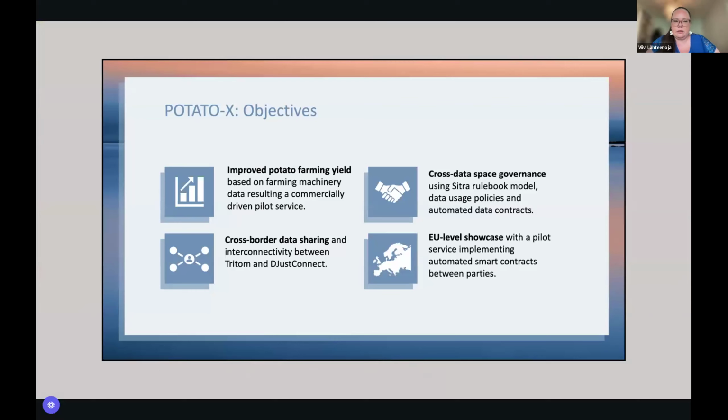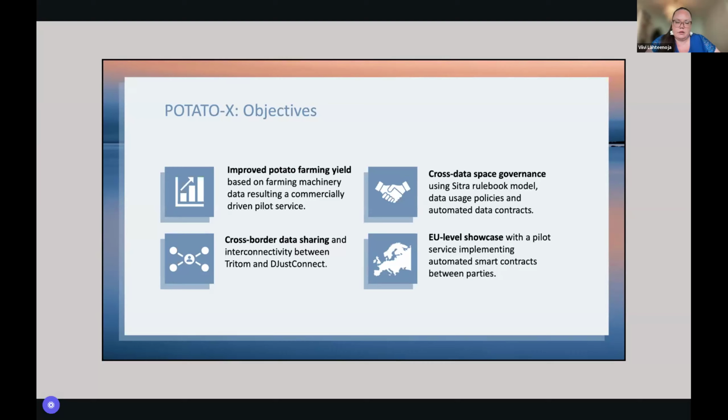And what we set out to achieve was to improve farming yield, specifically potato farming yield, based on farming machinery data. And the idea was to develop a commercially driven pilot service. We also wanted to explore cross-data space governance using the Sitra rulebook model, which includes data usage policies, and we wanted to also automate some of the data contracts taking place in this use case.